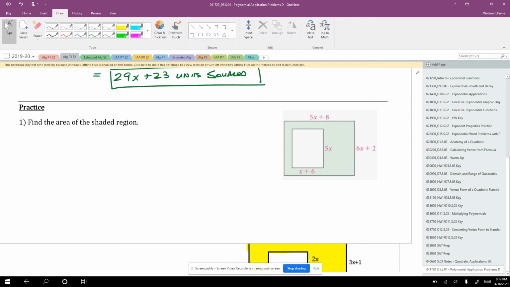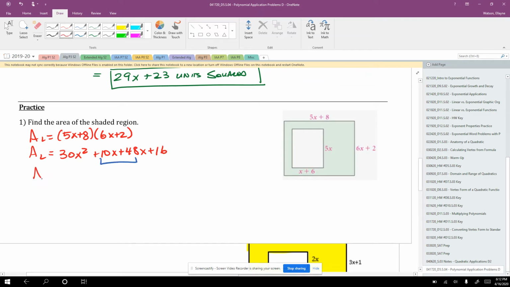So hopefully you were able to get through this. We're going to start with finding the area of the larger rectangle, then find the area of the smaller, and then subtract them. So the larger one would be 5x plus 8 times 6x plus 2. Oops, that should be L for larger. Okay, so I'm going to get 30x squared plus 10x plus 48x plus 16. The two middle terms are like terms, so I'm going to combine them: 30x squared plus 58x plus 16.